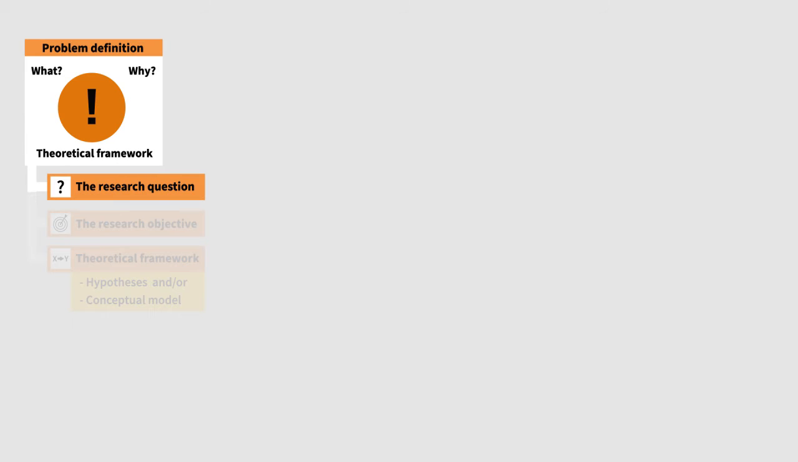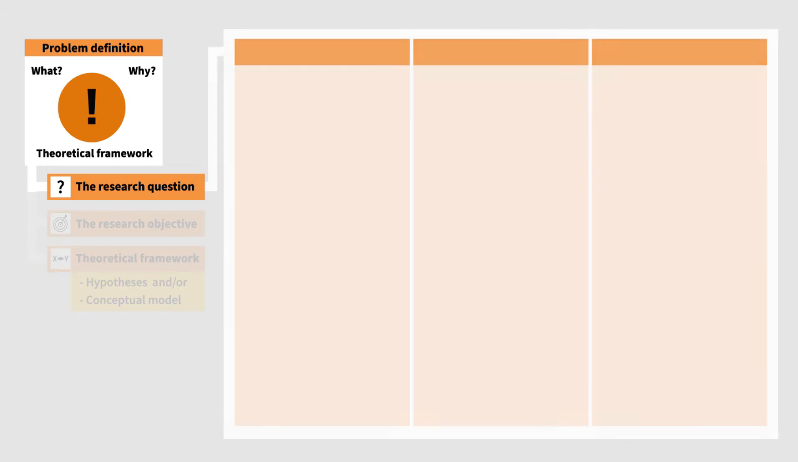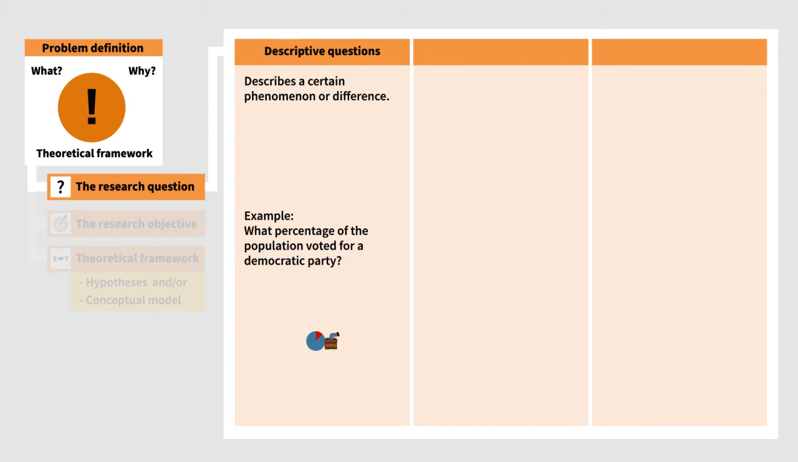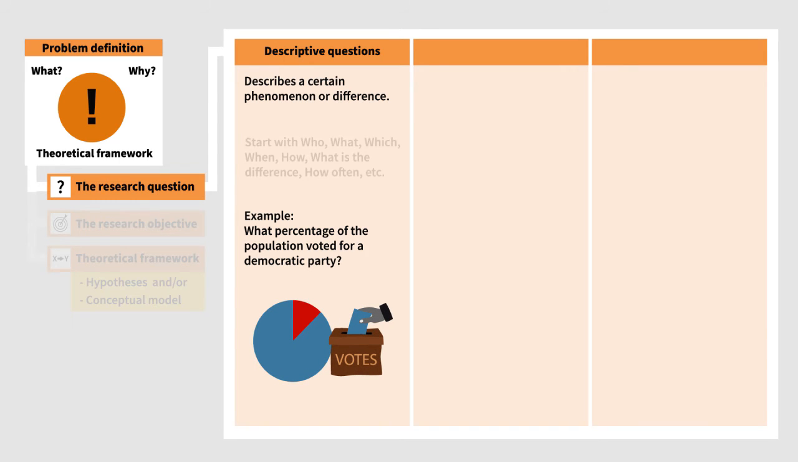We can formulate 3 types of research questions depending on the purpose of the question. When we want to describe a certain phenomenon or difference, we formulate a descriptive question, such as, for example, what percentage of the population voted for a Democratic Party? Descriptive questions usually start with who, what, which, when, how, what is the difference, how often, etc.